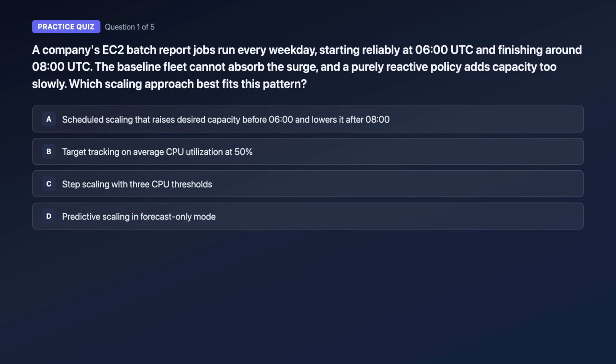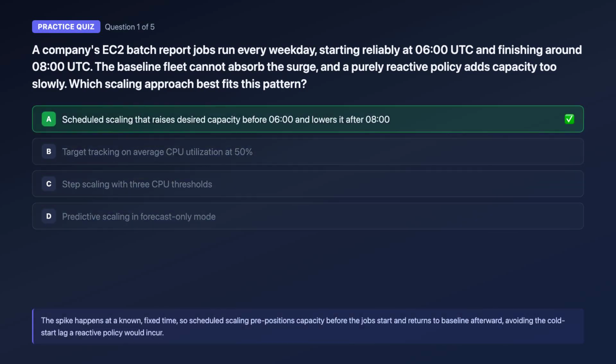Is it A, scheduled scaling that raises desired capacity before 6 and lowers it after 8? B, target tracking on average CPU at 50%. C, step scaling with 3 CPU thresholds. Or D, predictive scaling in forecast-only mode. Run the policy to pattern rule before you answer.